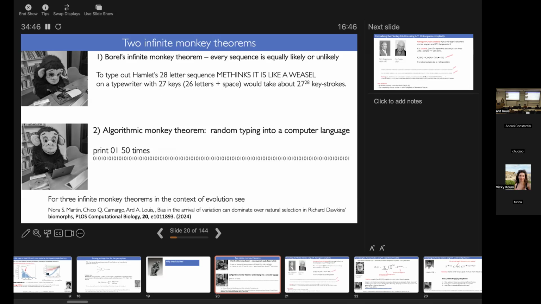So let's say into something like Python. Then the monkey might accidentally type a program like print 0, 1 50 times, and you get a long sequence of zeros and ones, or some other program. So if you think about what's the right analogy for my neural network, it's actually the second algorithm.